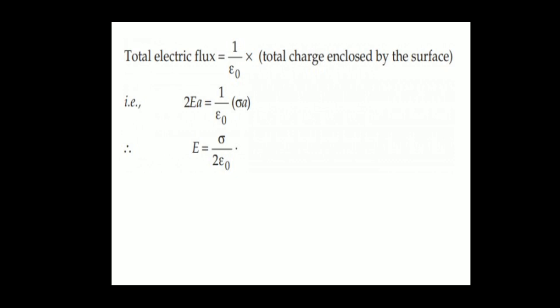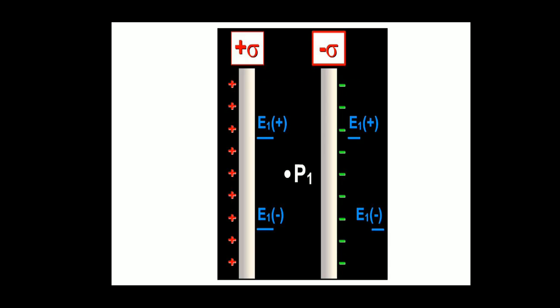So total electric flux is 1 by epsilon naught times the total charge, as per Gauss law, which gives sigma by 2 epsilon naught. Both methods are the same, with only a slight difference. I named the first case flat surface and curved surface. If you find it difficult, you can name it as surface A, B, C, or surface 1, 2, 3. That way also it can be taken. So this is the expression for electric field due to a plane sheet.